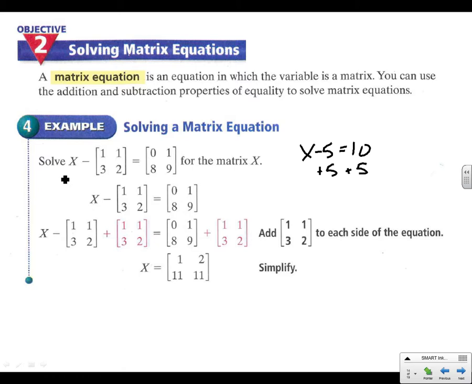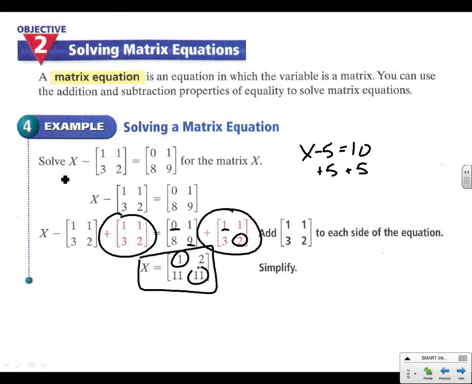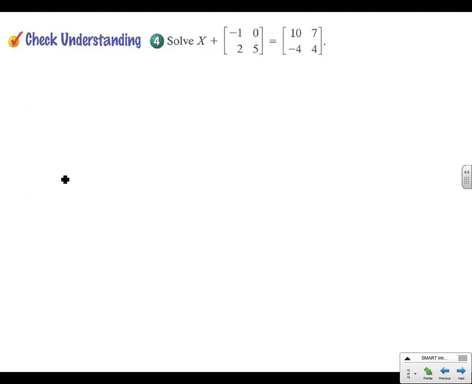To cancel out this minus, we're going to add it. But if we do it on one side, we got to do it on the other side. So now x equals 0 plus 1 is 1. 9 plus 2 is 11, right? We're going to do it in all the spots. And so this would be our final answer. See if you can use the same thinking to figure out what the X matrix is for problem 4.